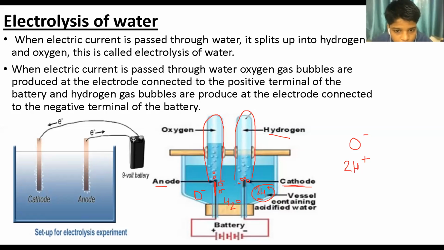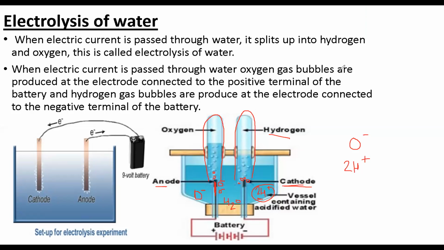We can see that the amount of hydrogen gas is more. यहाँ से यहाँ तक it is filled with hydrogen, and the amount of oxygen gas is less.